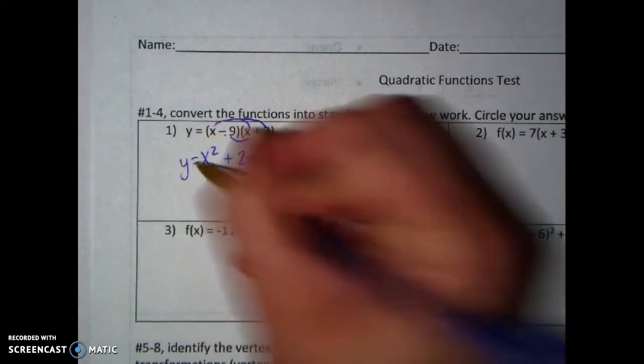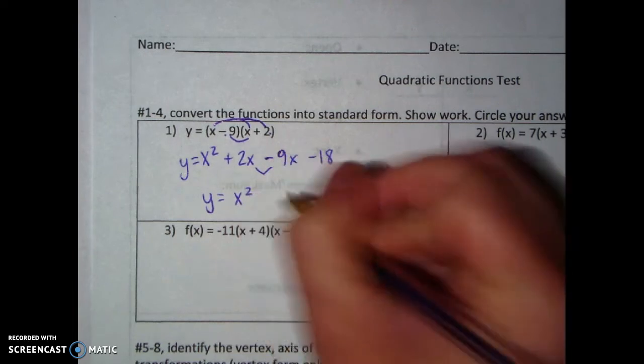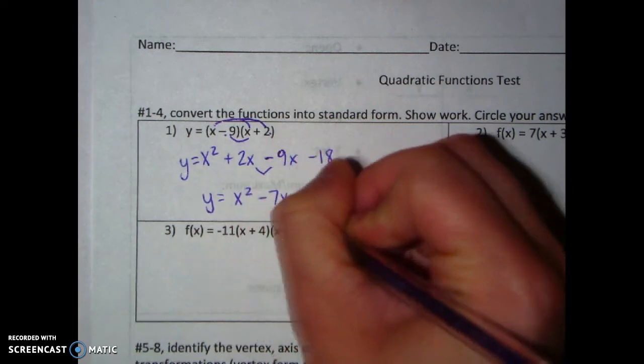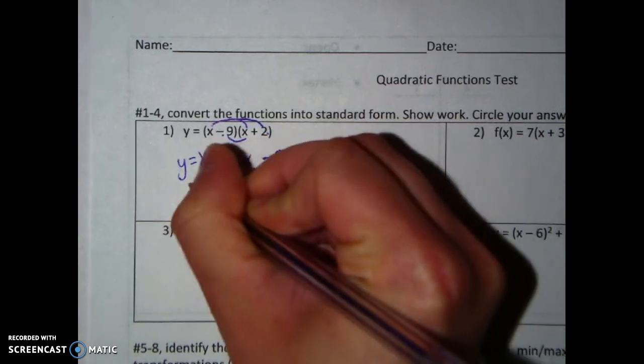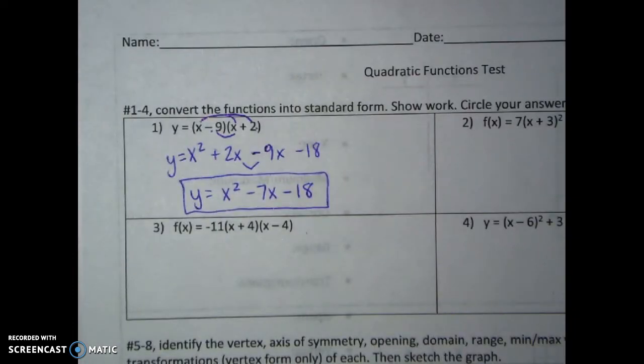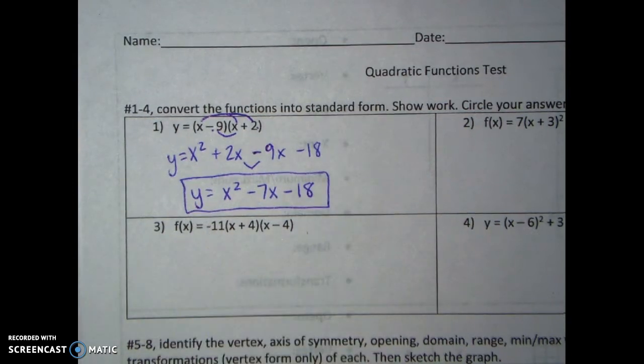So, I forgot my y equals. Final answer is y equals x squared minus 7x minus 18. So that's what I was looking for on your test. Some of you forgot to put the y equals, so I took off half a point.